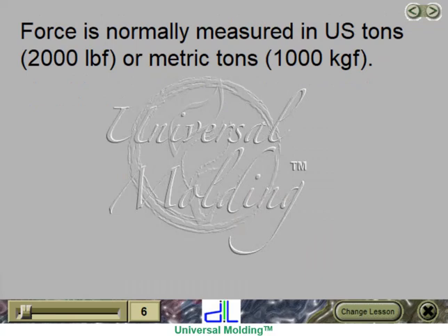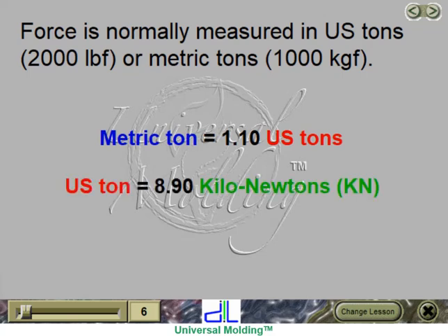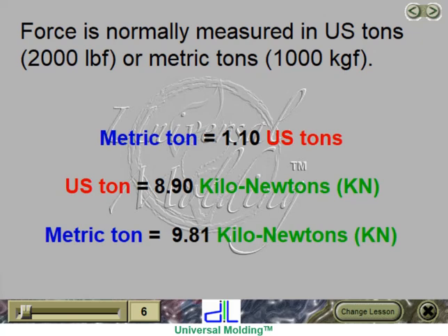Force is normally measured in U.S. tons, 2,000 pounds of force, or metric tons, 1,000 kilograms of force. 1 metric ton is equal to 1.10 U.S. tons. A U.S. ton is equal to 8.9 kilonewtons. So a metric ton is equal to 9.81 kilonewtons.